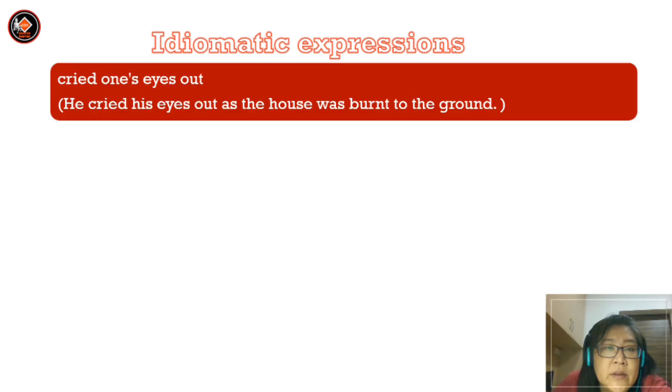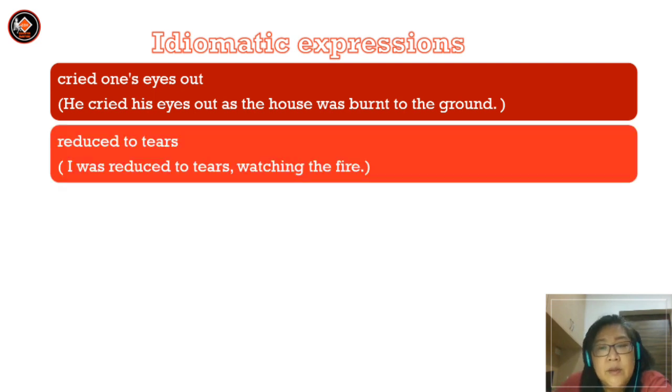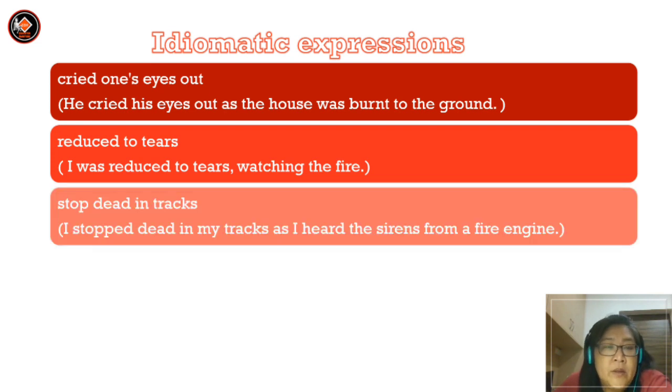Next, let's look at some idiomatic expressions such as cried one's eyes out. So he cried his eyes out as the house was burned to the ground. You can say reduced to tears. I was reduced to tears watching the fire. Stop dead in the tracks. It means I stopped dead in my tracks as I heard the sirens from the fire engine.